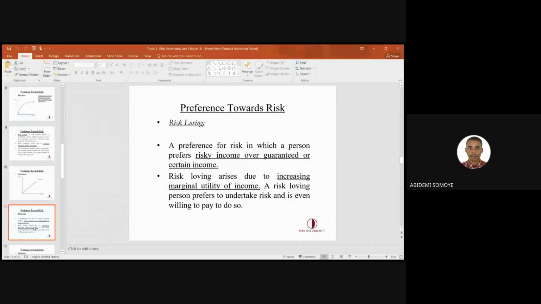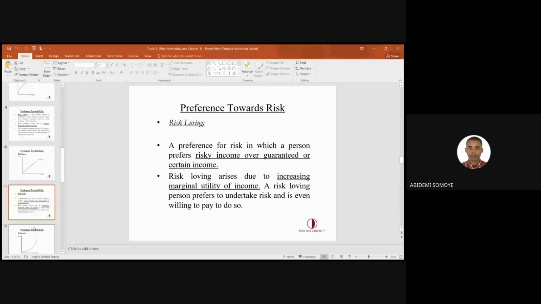We move to risk loving. A risk loving person has a preference for risk in which a person prefers risky income over guaranteed or certain income. Risk loving arises due to increasing marginal utility of income. A risk loving person prefers to undertake risk and is even willing to pay to do so. I'm sure this is clear to you. A risk loving person has increasing marginal utility of income and is someone who loves to take risk.